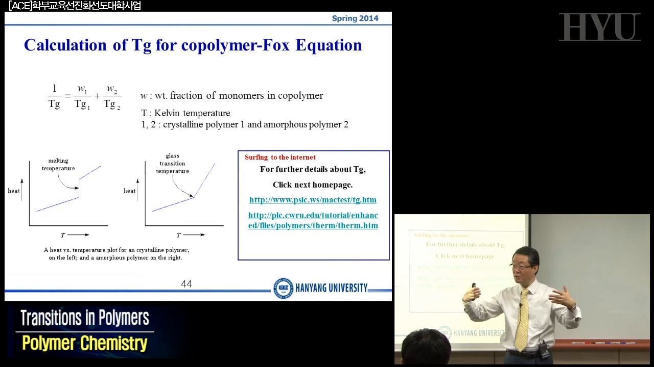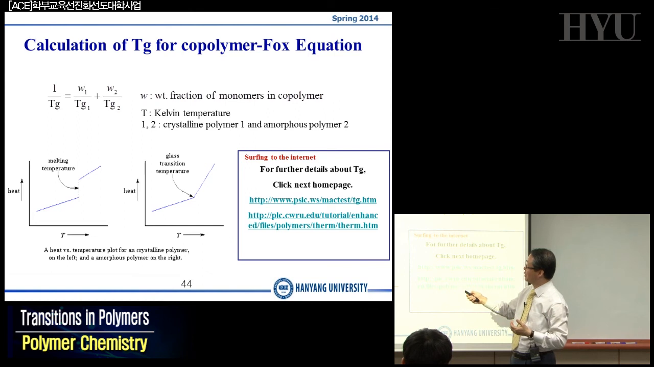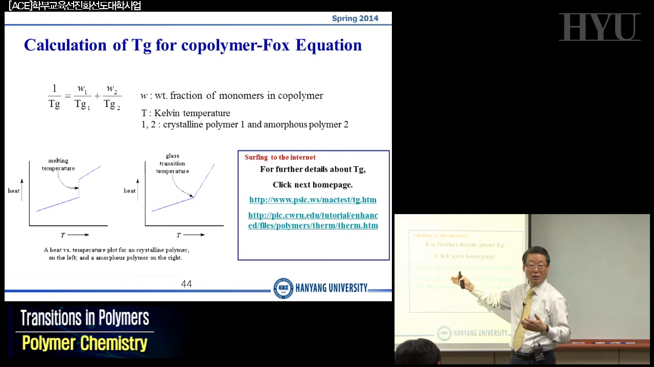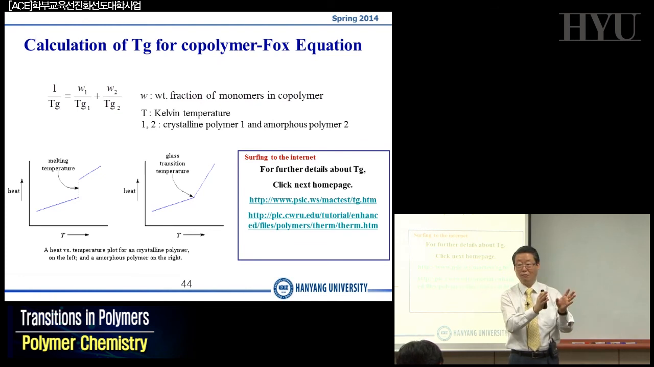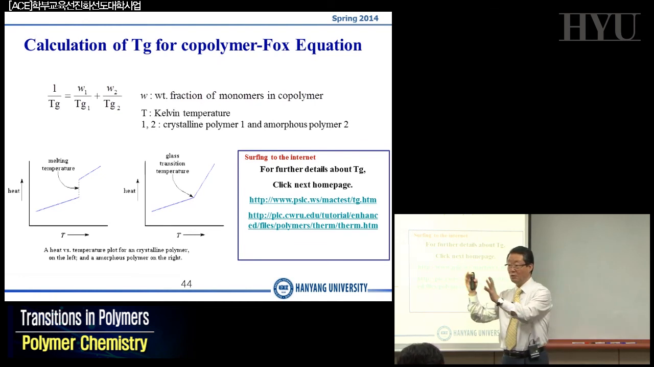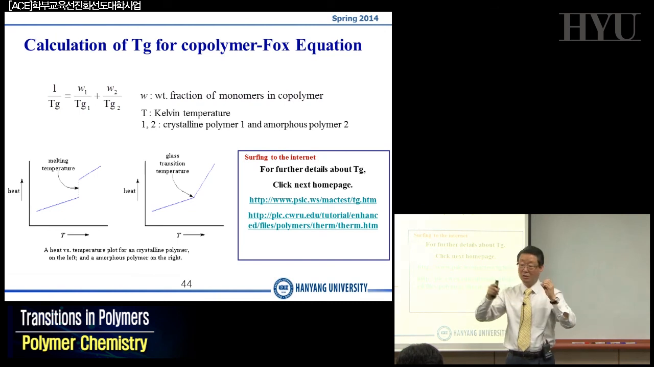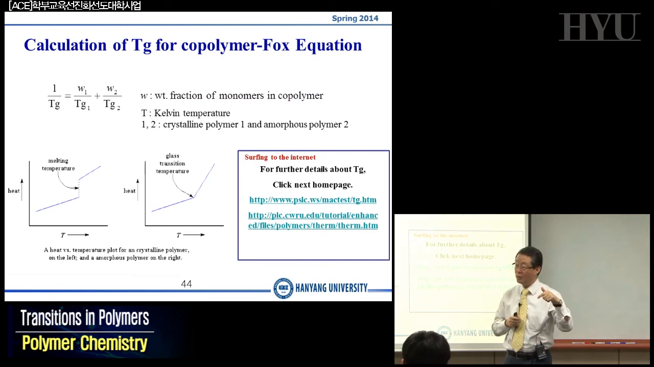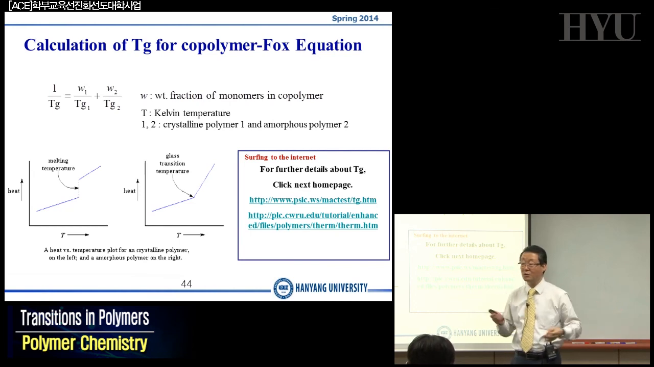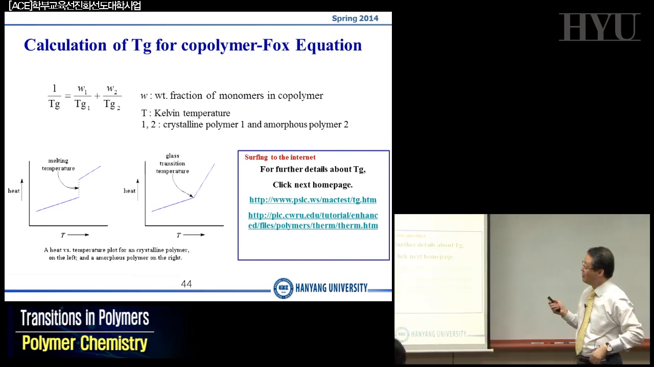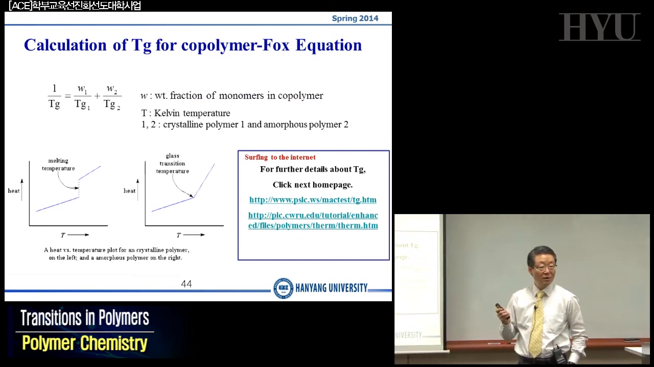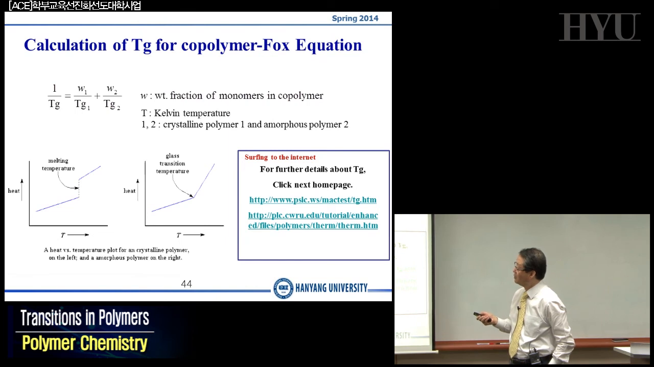If you have a ternary polymer system, you have 3 components. So then you can add W3 divided by Tg3, and so on. So if you know the portion of polymeric units of each portion and the glass transition temperature of the pure polymer or homopolymer, then you can calculate the glass transition temperature using this Fox equation. Remember, however, you should be very careful in calculating this glass transition temperature of the copolymers.